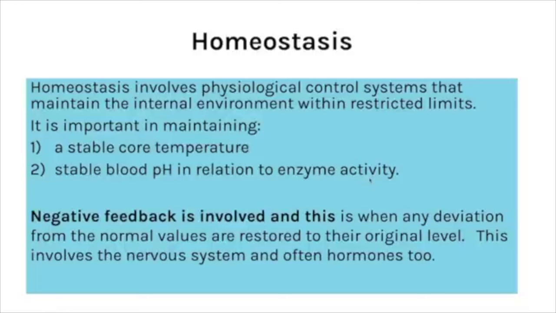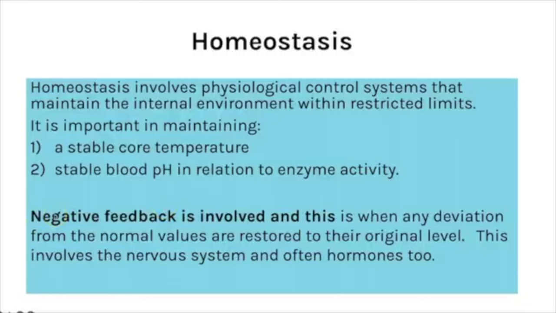So the last bit in this topic is homeostasis. And this involves physiological control systems to maintain your internal environment within set restricted limits. The examples that you need to know are maintaining the core body temperature and maintaining the blood pH as well, in relation to enzyme activity. Now, for those two, you don't really need to know much of the details. It's just knowing that those two conditions are controlled, and you'd need to know why in terms of the effect it has on enzyme activity.